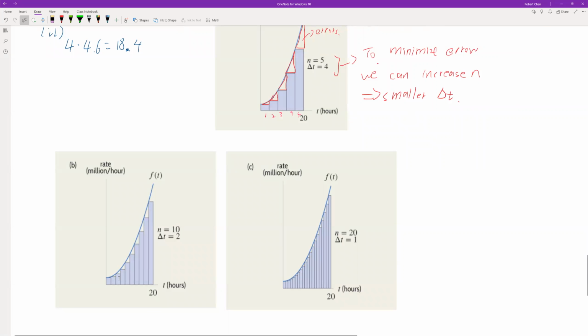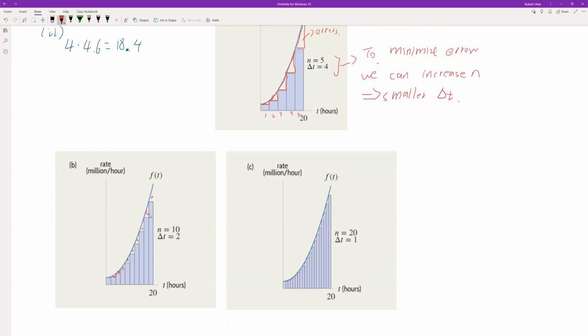All right, so for part B, you can see that the width of the rectangle is now thinner than the first one, and we have more of them, 10 of them exactly. And we can see that the empty spaces between the curve and the rectangle are now much smaller than in part A. We have these parts, much smaller than part A. So we can say that when we have more intervals, the better estimation we will get.